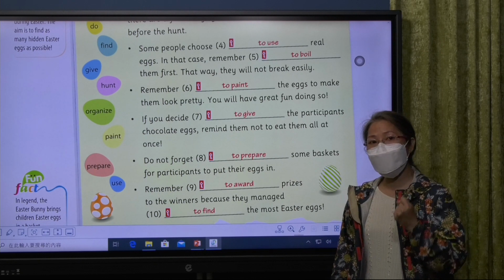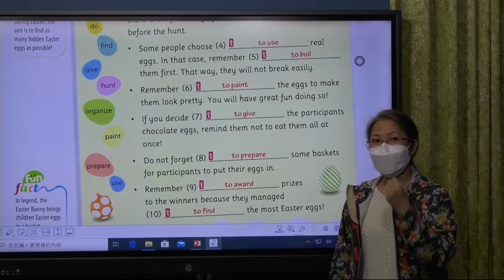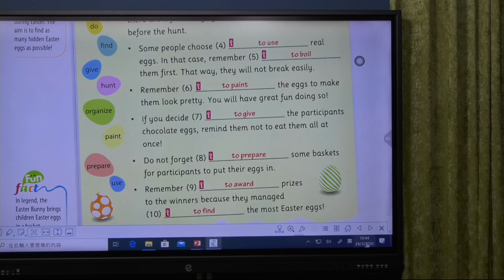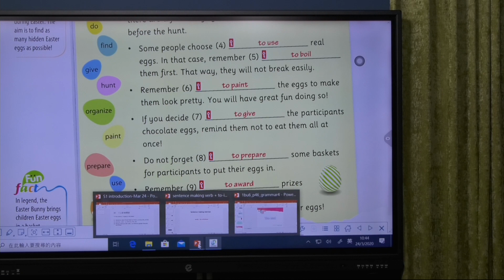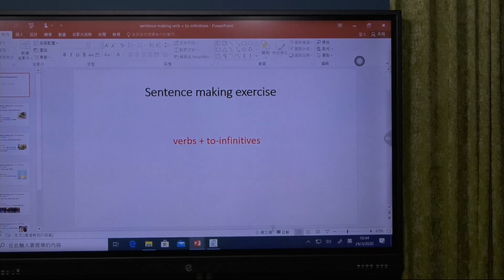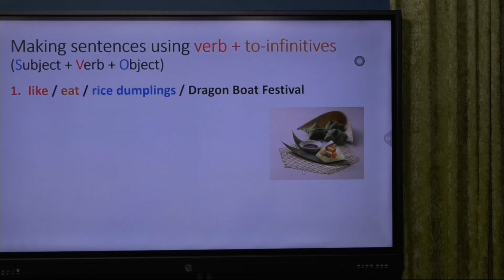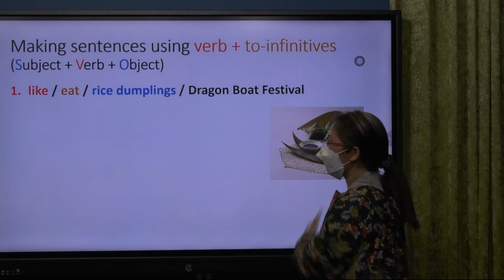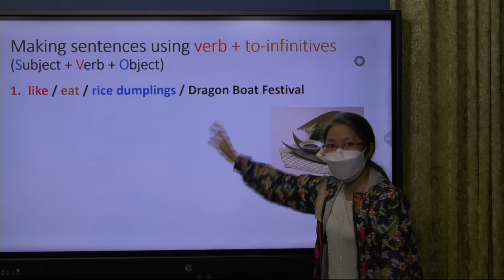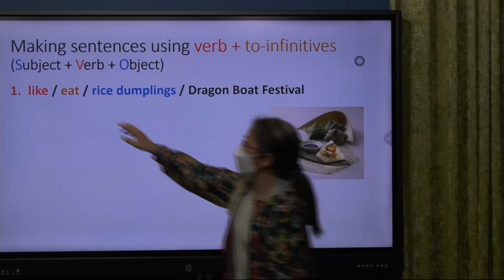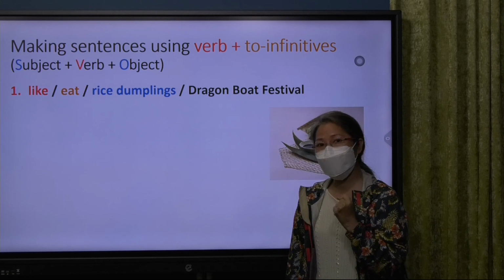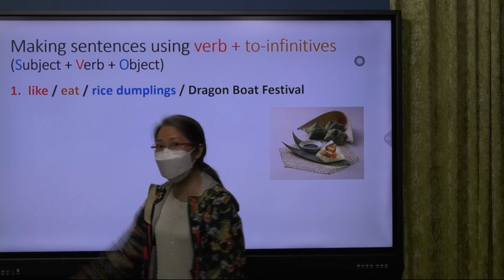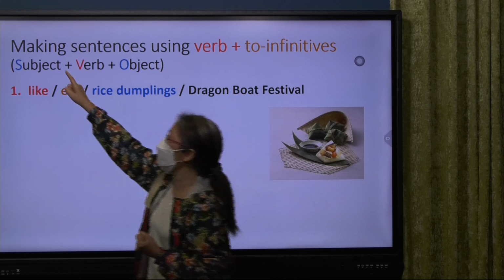And also, you can use the vocabulary about festive food or activities in your sentence making. When we make sentences using verb and to infinitive, okay, you can use the words given to make complete and correct sentences. Okay, and you can follow a very common sentence pattern: subject, verb, and object. Look here, like, eat. Okay, what is missing? The subject. We start a sentence with a subject, so.